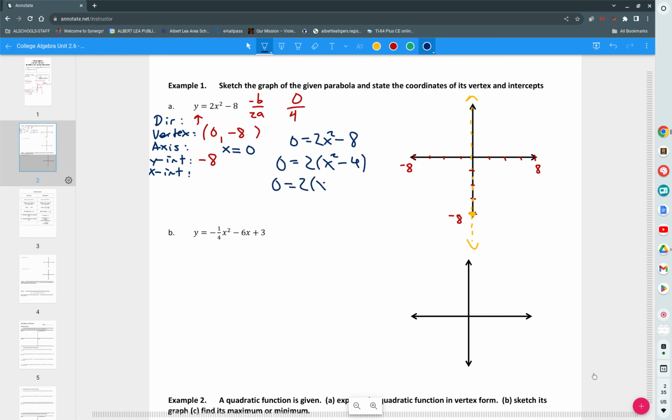That factor is 2x minus 2, x plus 2. So my x-intercepts are plus or minus 2.